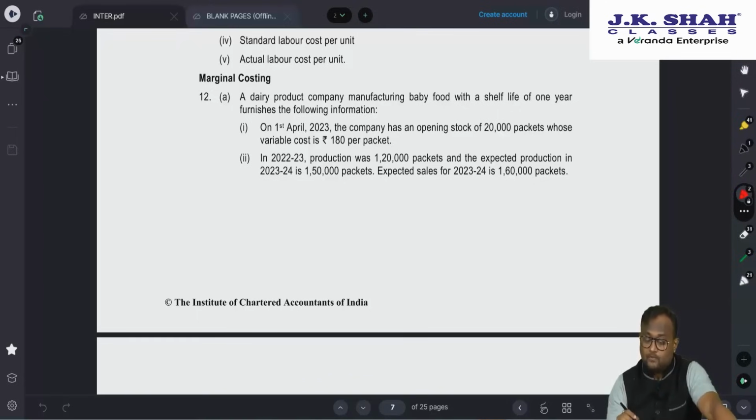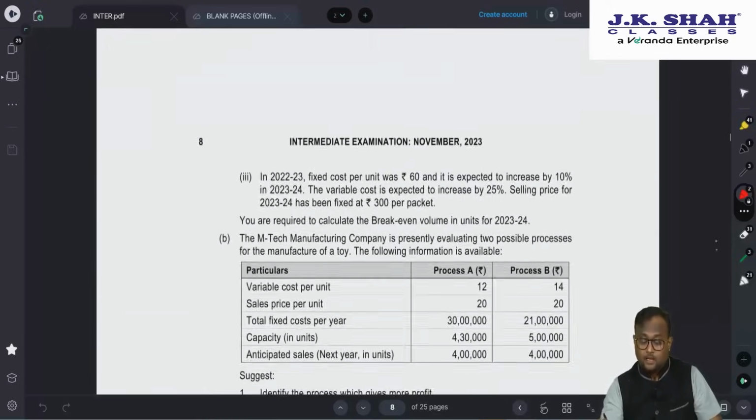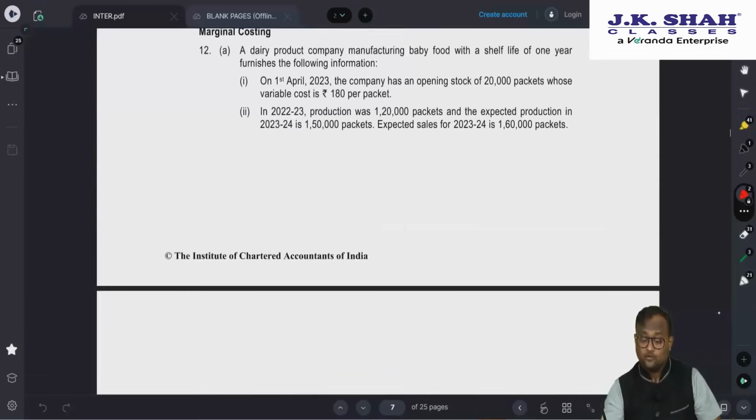On 1st of April, the company has an opening stock of 20,000 packets whose variable cost is 180 per packet. In 22-23, production was 1,20,000 packets, and next year it is expected to be 1,50,000 packets. Expected sales for 2023-24 is 1,60,000 packets. In 22-23, fixed cost per unit was 60.